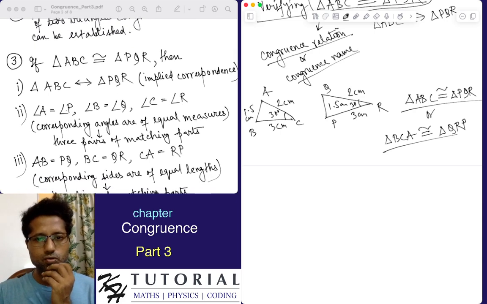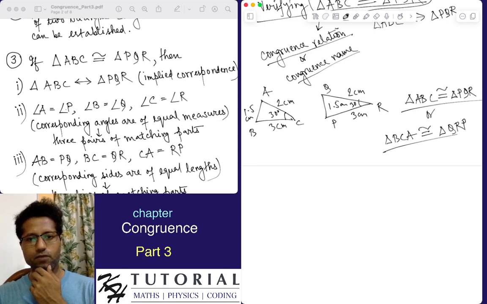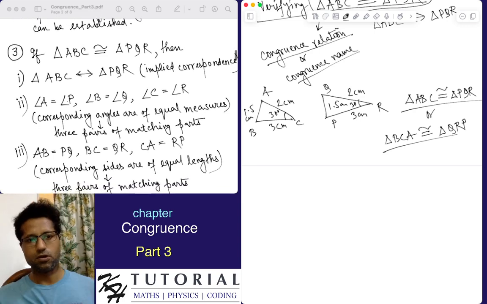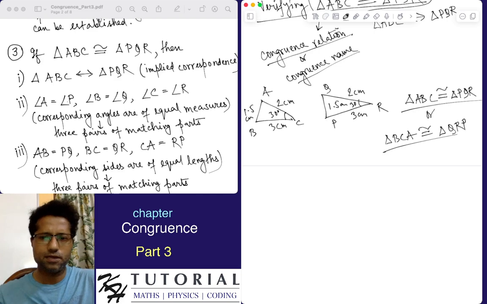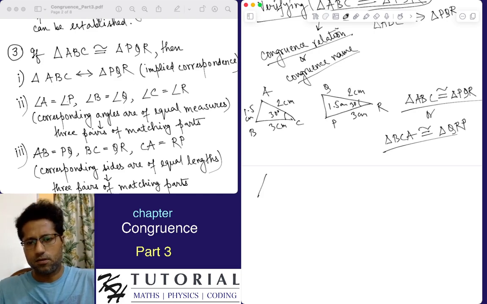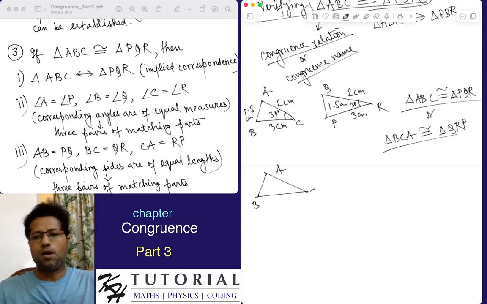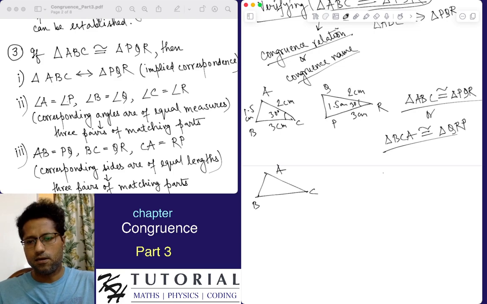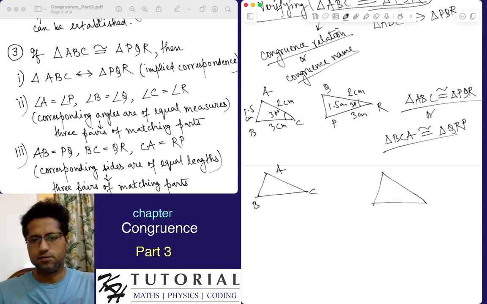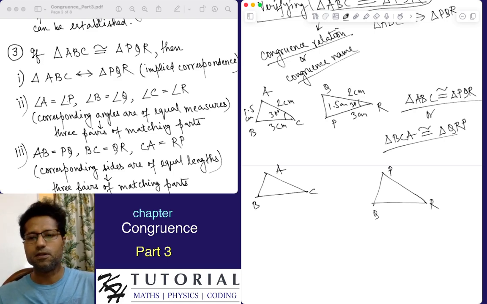Now in point 2 you see it is written that corresponding angles are of equal measures. Fine. So these corresponding angles are also known as three pairs of matching parts. You know that in a triangle, regarding congruence, I have a triangle ABC. Now I will try to verify whether this triangle is congruent with another triangle, whatever triangle it is. May be congruent, may not be congruent. Now we know that these are the very fundamental things. So in verifying congruency of two triangles, each triangle has six matching parts.